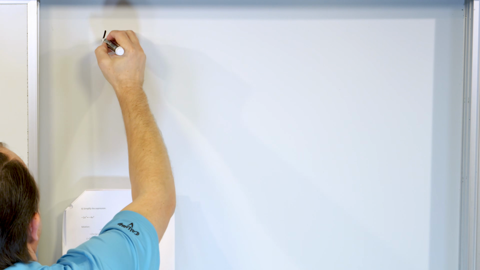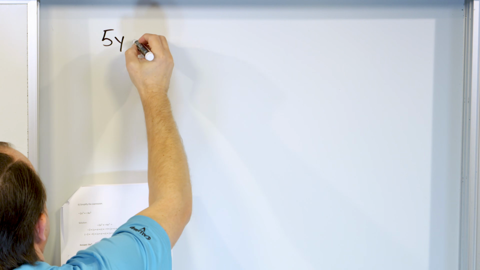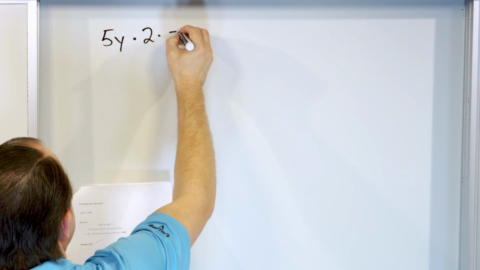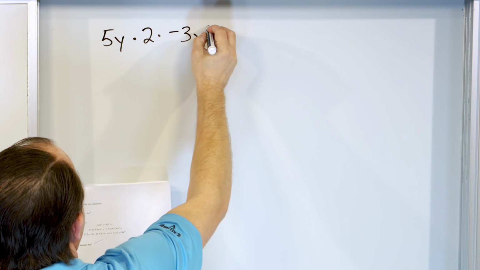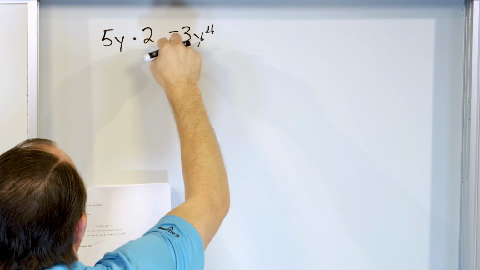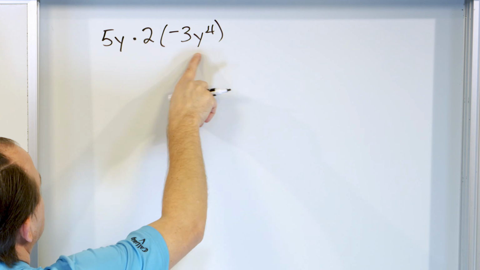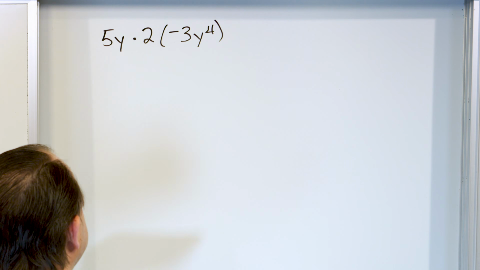So I think at this point, maybe we'll do one more where we blow everything out underneath it, but after that, we're going to stop doing it. Let's take a look at 5 times y multiplied times 2 multiplied by negative 3y to the 4th. You see how this can kind of look like subtraction? So instead of writing it like that, I'm going to put this last term in parentheses, and this means all of these are multiplied together. There's an invisible multiplication here.